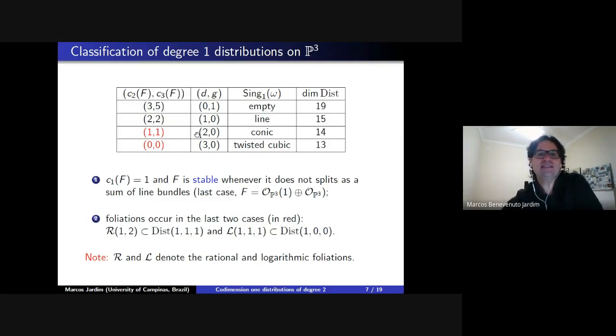So in this third line, the singular scheme is a conic plus 1 point, which may or may not be embedded. And finally, you have this case in which you have a twisted cubic and no points. No isolated points, just a twisted cubic. So in these cases, the first Chern class is always equal to 1. F is stable whenever it does not split as a sum of line bundles. This is the last case.